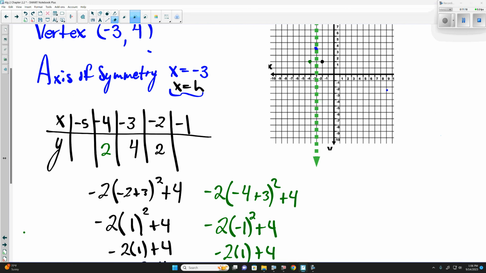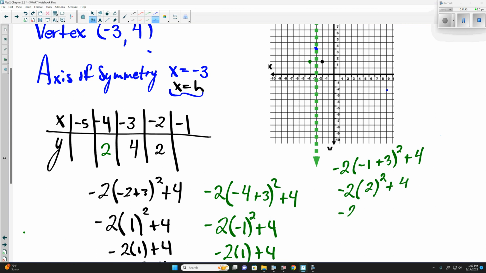It's going to mirror each other, which means I didn't actually have to plug -4 in. As soon as I knew what the value of -2 was, I know what the value for y at -4. So if I do the same thing with -1, -1 plus 3 is 2 squared. Well, 2 squared is 4. -2 times 4 is -8. And -8 plus 4 is -4. So we have -1, -4 down here.